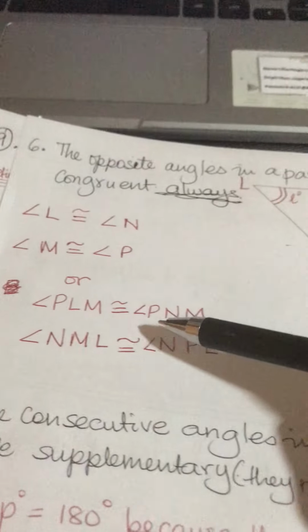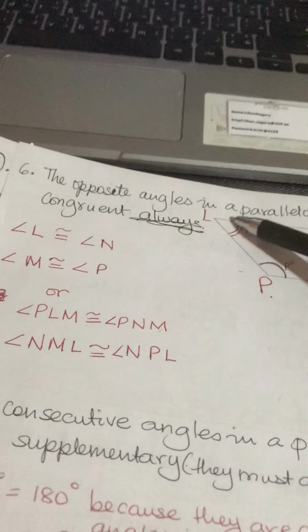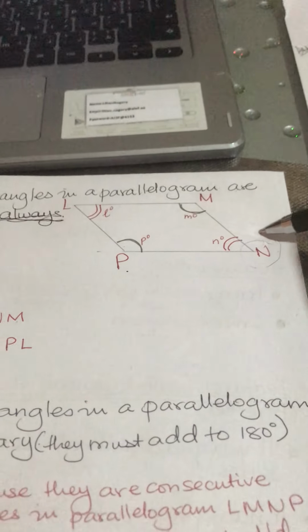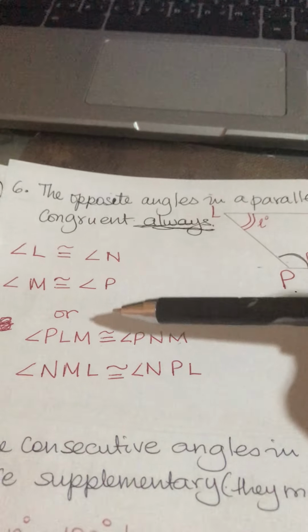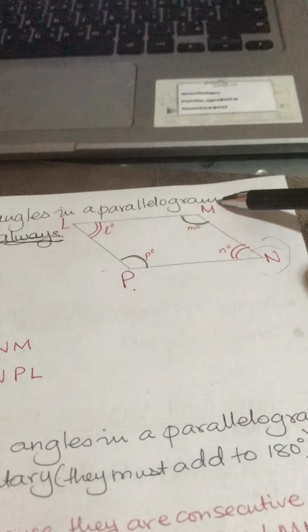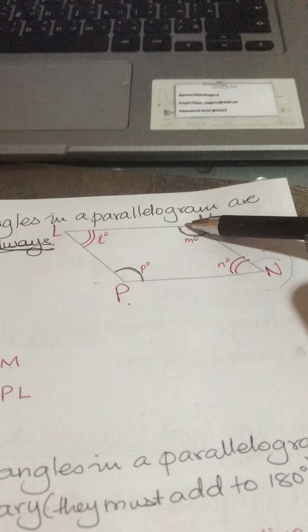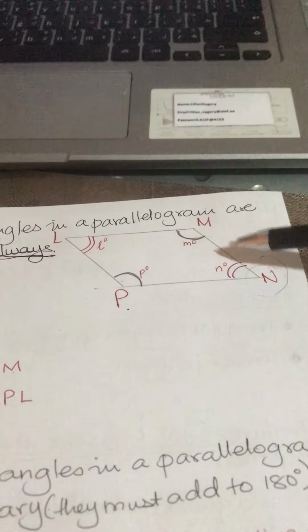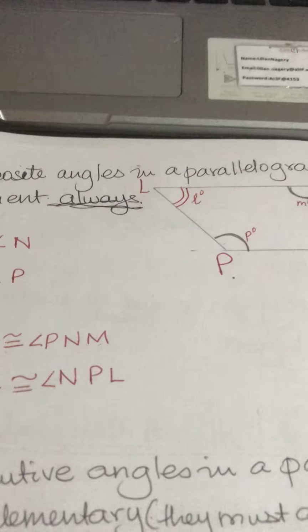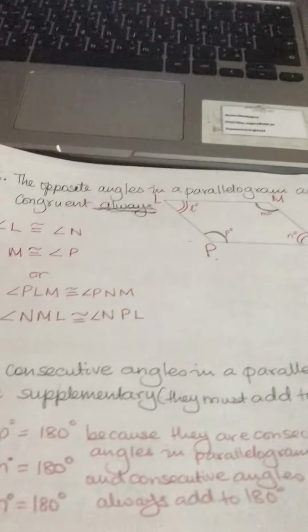You can use 3 letters for the angles. P, L, M, I am talking about angle M. I am talking about the letter in the middle. P and M, I am talking about N, the letter in the middle. We have said here L is congruent to N, the same thing. Okay? M is congruent to P. If you write 100 here, you should write 100 here. If you write 30 here, you should write 30 here, like that. Okay? Opposite angles must be congruent.